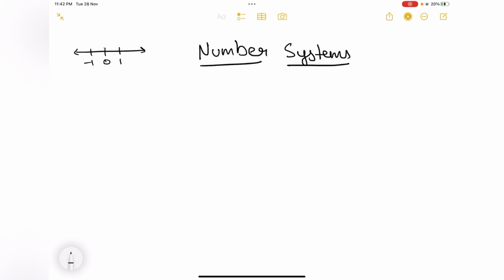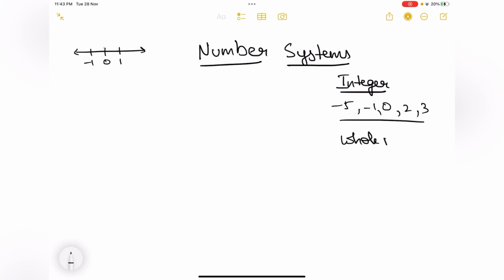Okay. So first, what is an integer? An integer is the set of all numbers that are not fractions. They may be positive, negative or zero. So -5, -1, 0, 2, 3, all these are called integers. Now, what are whole numbers? Whole numbers are basically all the non-negative integers, that is 0, 1, 2, 3 and so on.